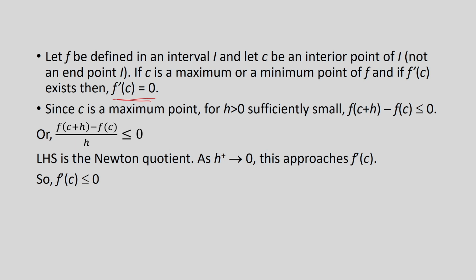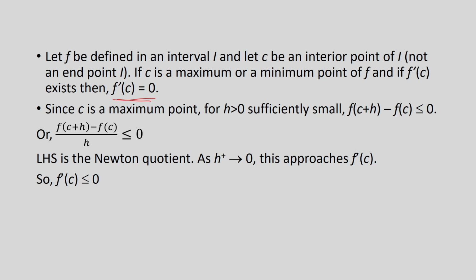So, you have a function which is defined over an interval, and suppose there is a point in that interval, let us suppose C, and it is an internal point. Suppose there is a maximum or minimum at C, then it must be the case that f dash C is equal to 0, if f dash C exists.